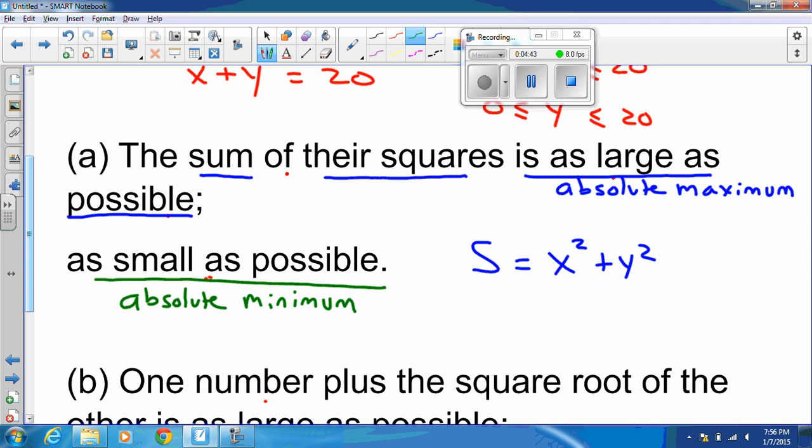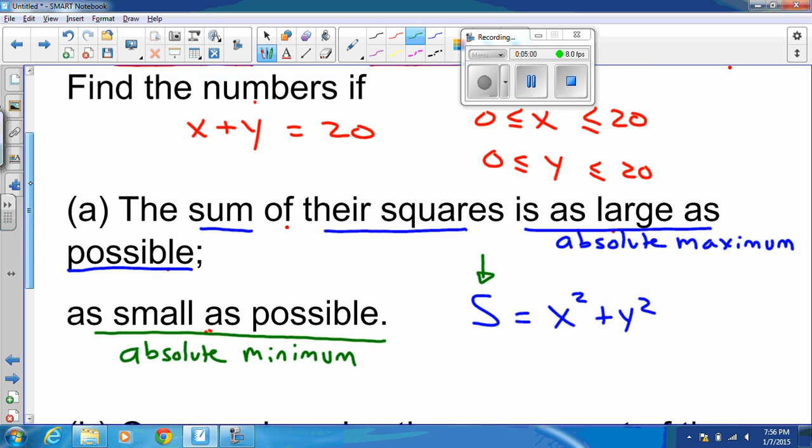And because our critical points and endpoints method finds the absolute maximum and the absolute minimum together, we can really solve both of these problems together. What we are trying to find the max for and the min for is this function, s. And we know something about x and y. We know that x and y are constrained by the fact that x plus y has to equal 20. And that fact allows us to substitute for either x or for y in our function.